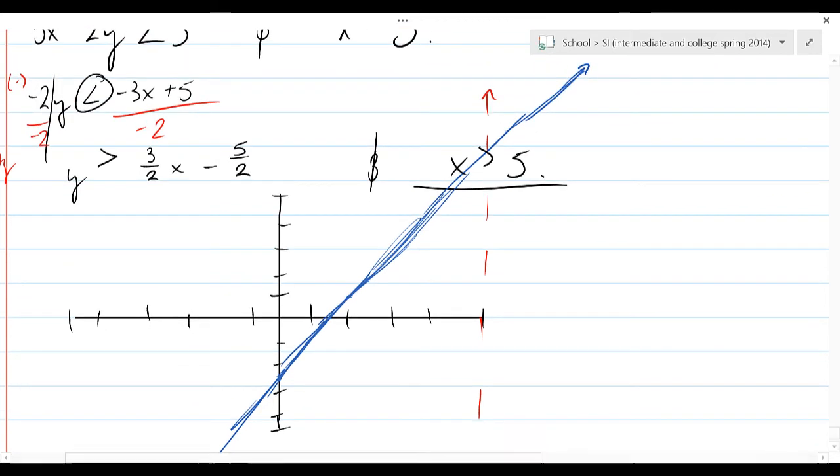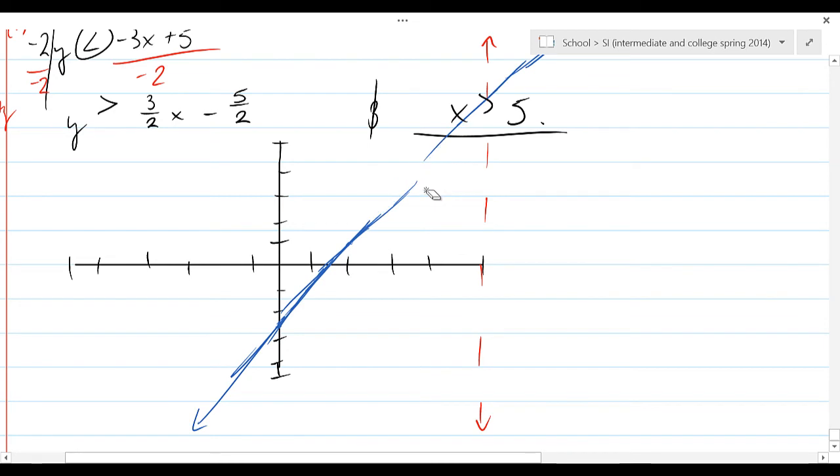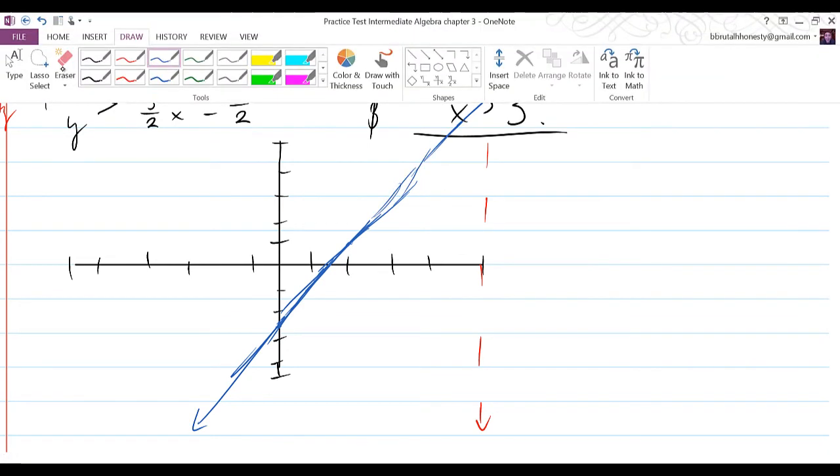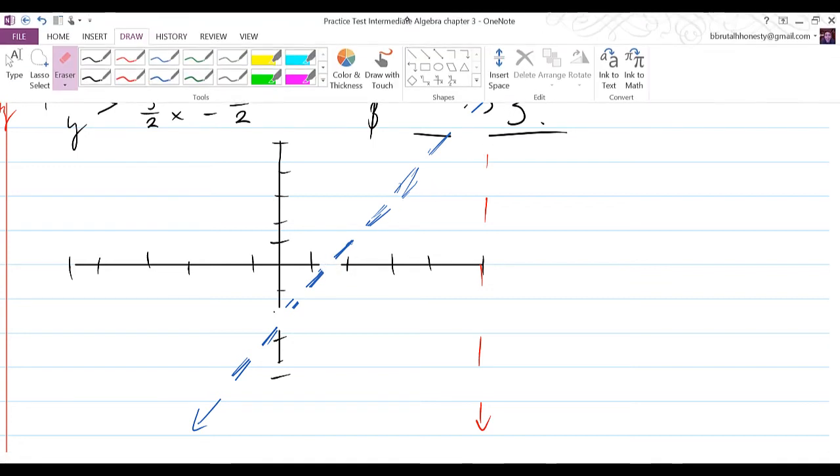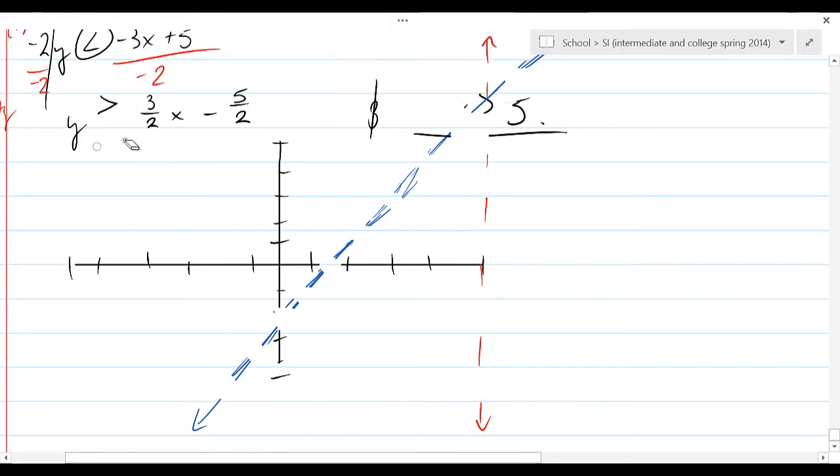So we've got to decide on the shading now. Oh my gosh, this is supposed to be dotted. Let's see if we can change the eraser. Medium eraser. It's a dotted line now. Beautiful dotted line.